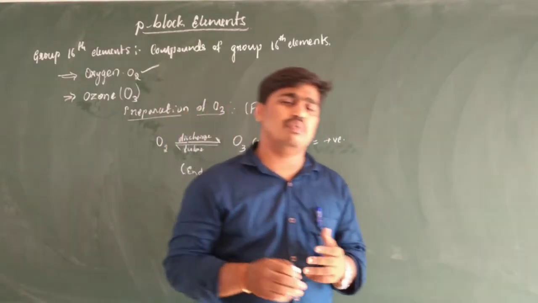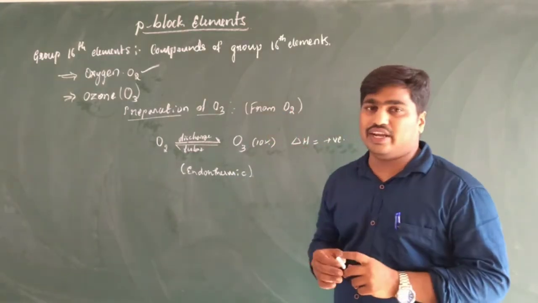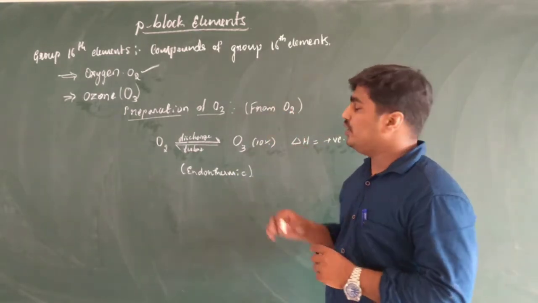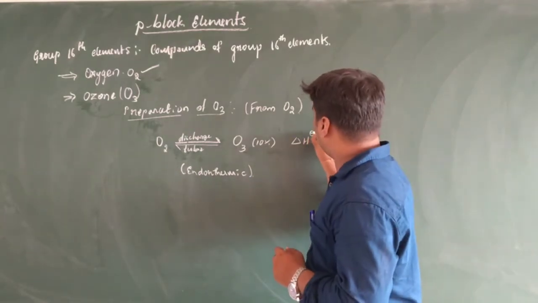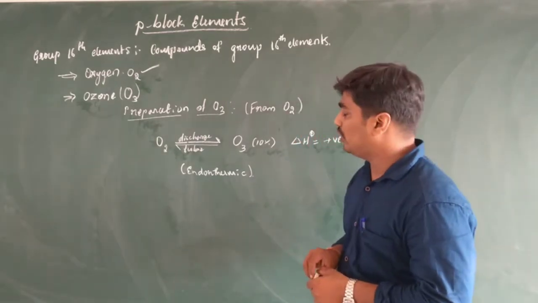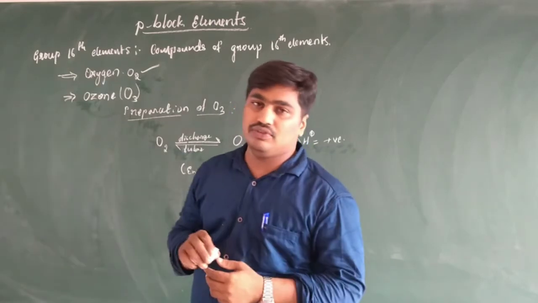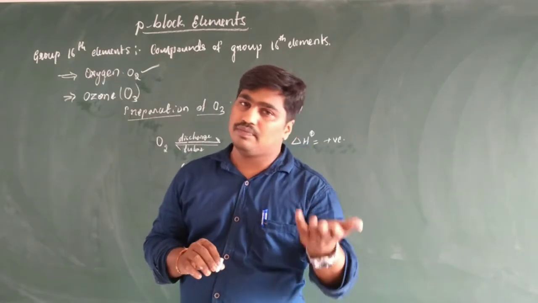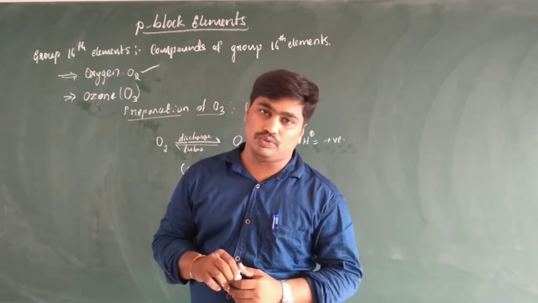What are the important things here? One is that it is an endothermic reaction, that is, delta H is positive; the delta H of formation of ozone is positive, an endothermic reaction. We use an electrical discharge tube. The reason for using the electrical discharge tube is to prevent the decomposition of ozone.